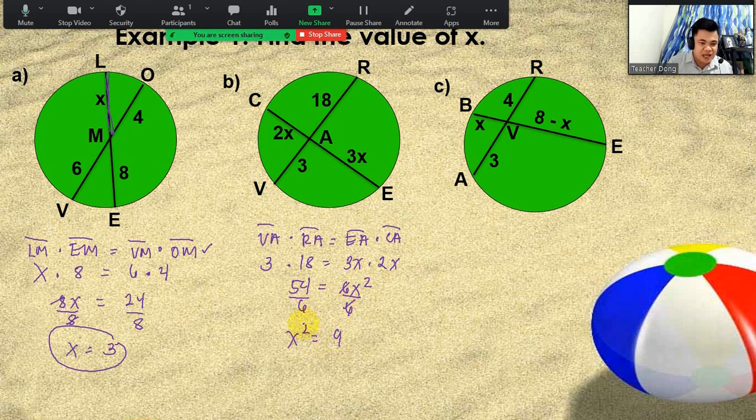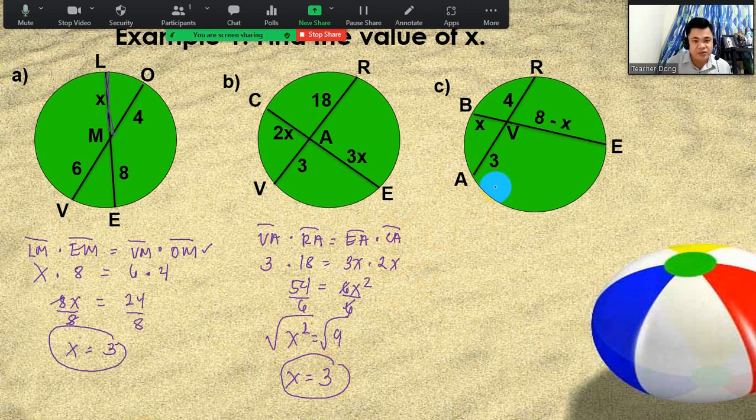Then since this has a square, we have to extract the square root of both sides. So the square root of x squared is simply x, equals the square root of 9. In reality, it's positive or negative 3, but we will just be accepting the positive answer, because we are talking about the measurement of the length of the segment. Okay, so the value of x that we are going to accept is positive 3.